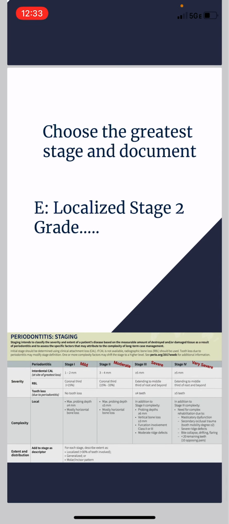So what you're going to do then is choose the greatest stage and document that. For example, generally we have stage 1. We have some slight bone loss everywhere, but maybe on tooth number 15, we have 30% bone loss. What we're going to do is just say that that patient then has stage 2, their AAP classification is stage 2, so localized stage 2. Instead of saying generalized stage 1 with localized stage 2, we just give 1, which makes it really easy for us to be able to stage our patients if we're just giving them 1 and educating them on that.